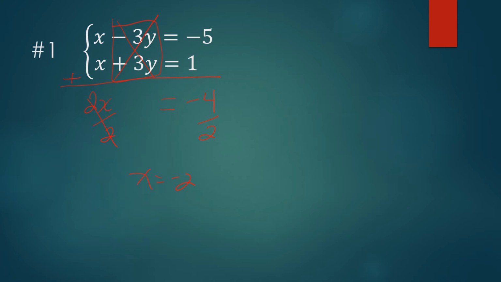Whenever we're solving a system, we need coordinates, x and y. I have the x, so I can go back to any equation, plug the negative 2 in for the x, write the rest of the equation, and solve for y. So I can add 2. Negative 3y equals negative 3. Divide both sides by negative 3. And we get y equals positive 1. So our solution is x comma y, negative 2 comma 1.